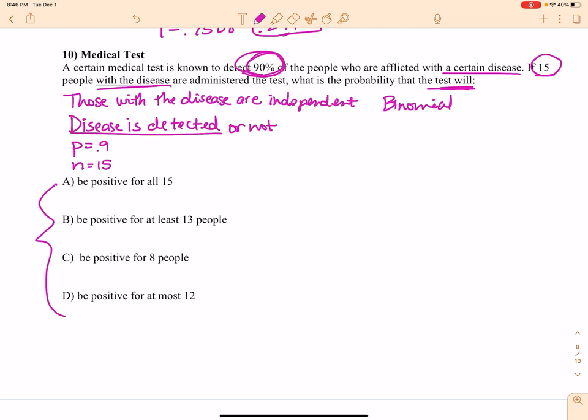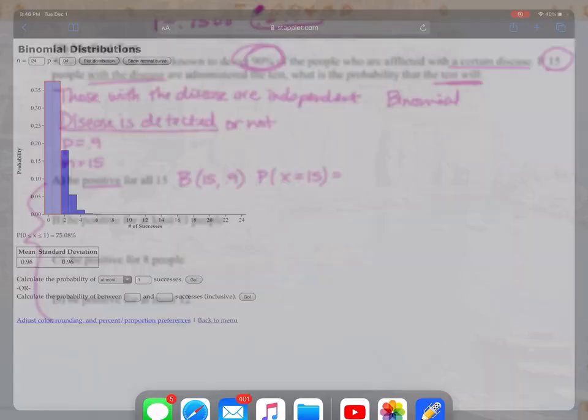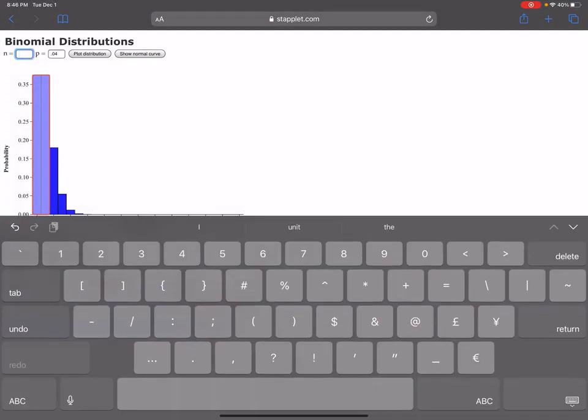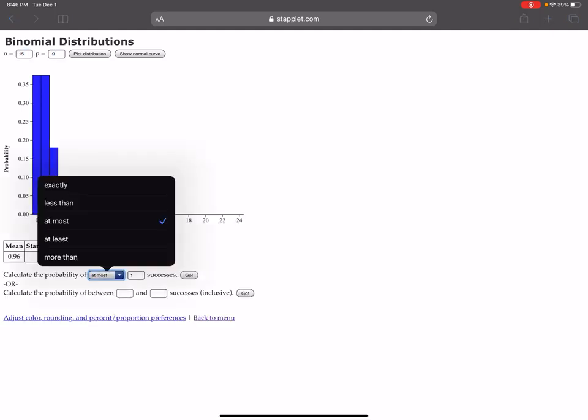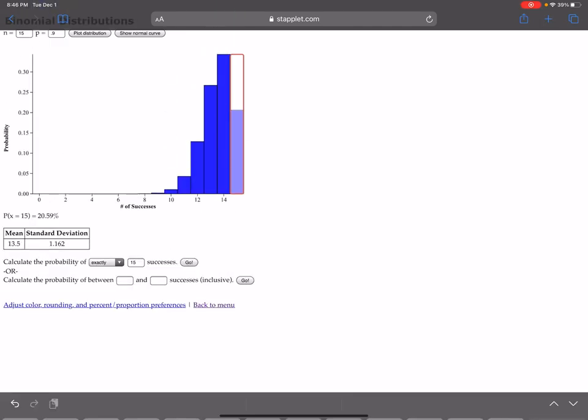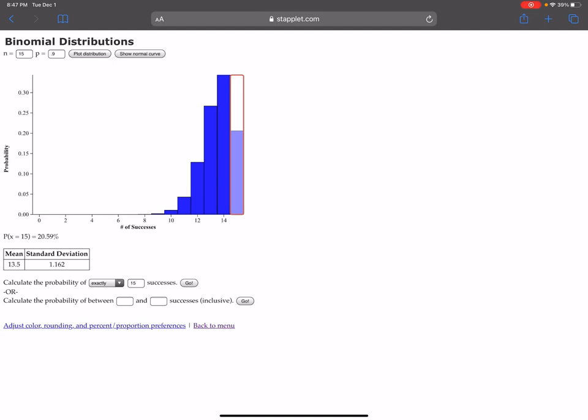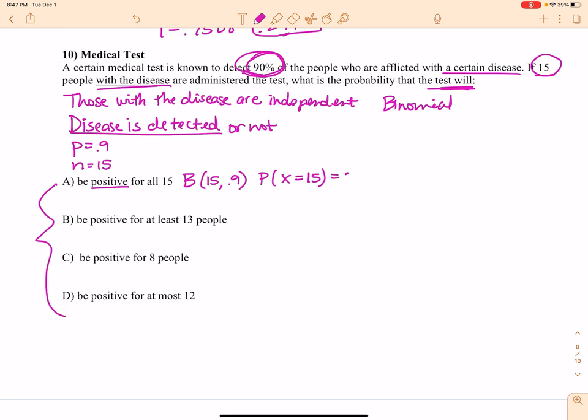All right, so I'm going to look at part A. I'm going to find the probability that all 15 will test positive. So I've got my parameters here, 15 people, 0.9. And so I want the probability that X is positive for all 15 people. So I'm going to use Statplet. N is going to be 15, probability 0.9. Going to find exactly 15. And it's 20.59%, or 0.2059.